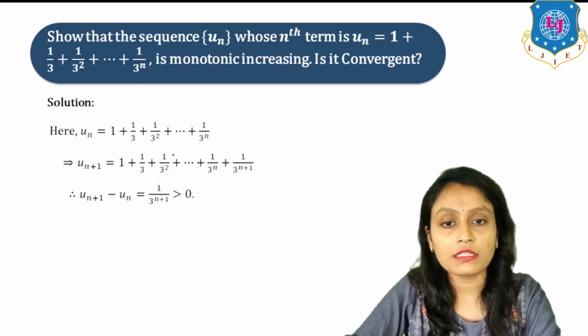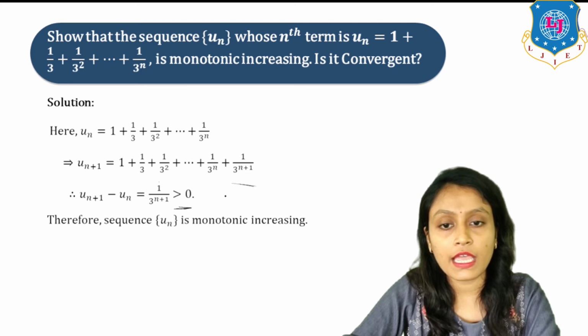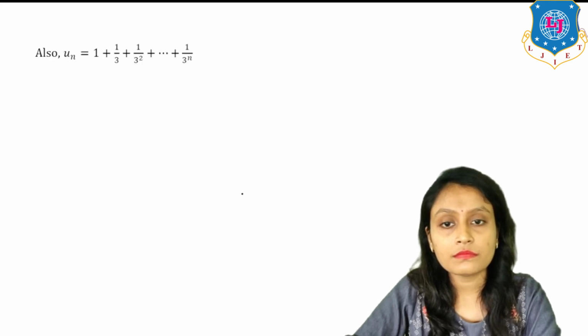So if you subtract these two terms, what will remain is 1 upon 3 raised to n plus 1, which is greater than 0. So here we have un plus 1 is greater than un. So the n plus 1th term is greater than the nth term. Therefore, this sequence is increasing. Now, we will check whether it is bounded or not.